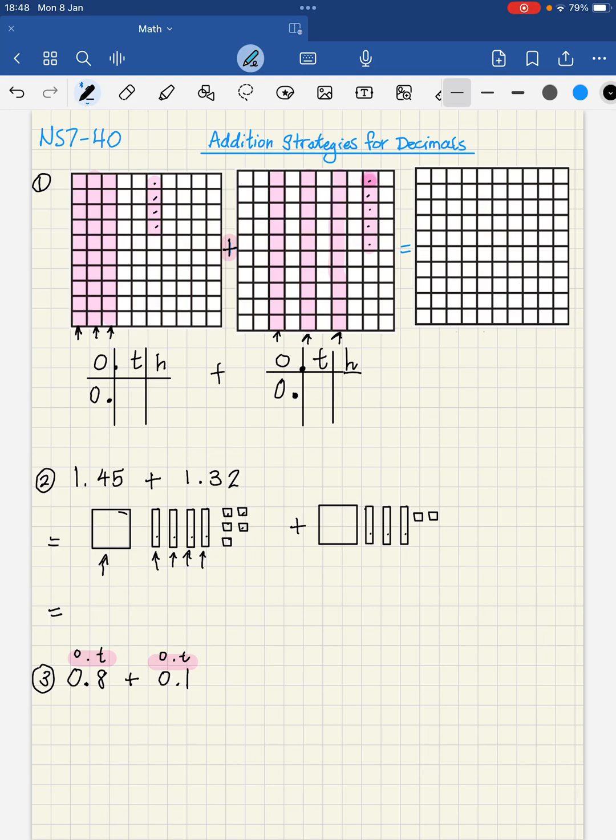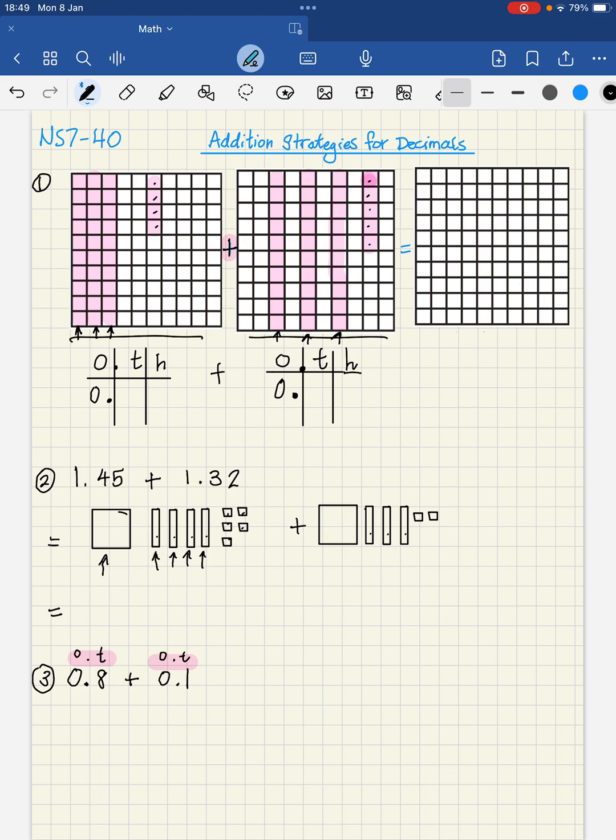Okay, we're looking at addition strategies for decimals, and this will be useful if you had to add something quickly in your head. So if we look at these grids, you're going to write an addition statement that corresponds to the grids, okay? So this first one here plus the second one is going to equal what?